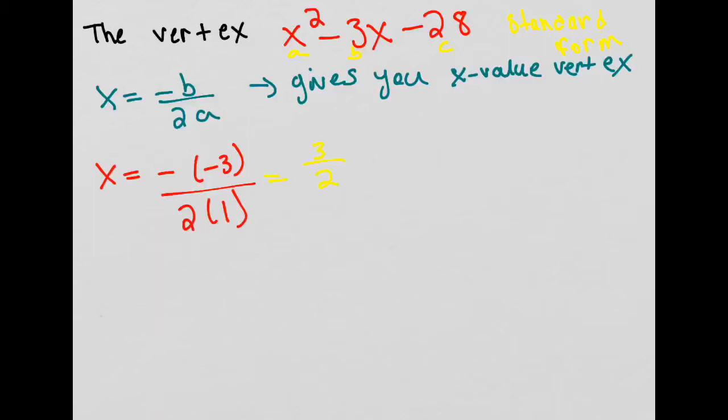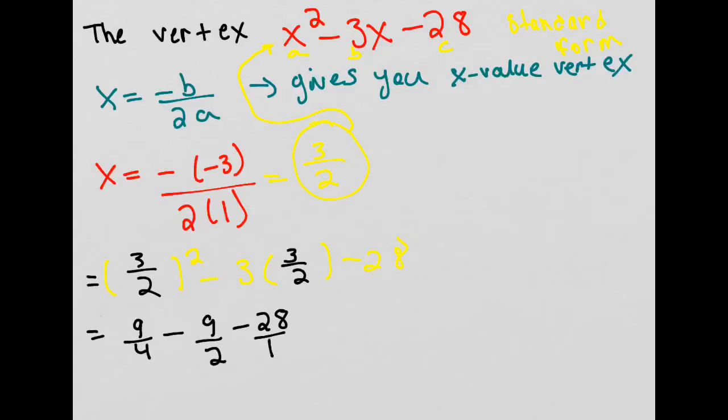Now, in order to find the y value of the vertex, you're going to substitute this value into your original equation. So that will look like this. I'm going to substitute the 3 over 2. That's going to give me the y. This is 9 over 4 minus 9 over 2 minus 28. I'm going to put it over 1.